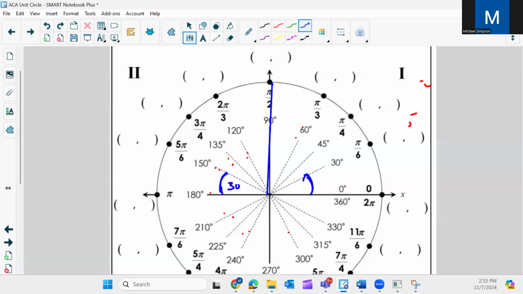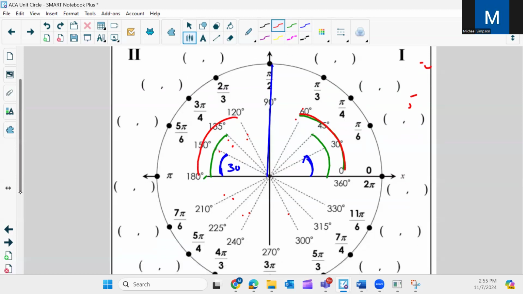All right. 135 and 45 degrees, they have the same reference angle. The distance from 135 to 180 is 45 degrees. Same thing. And just like with 60 and, in a different color, 120, they have the same reference angle. That means they're going to share some things in common. That's why I kind of stress that.